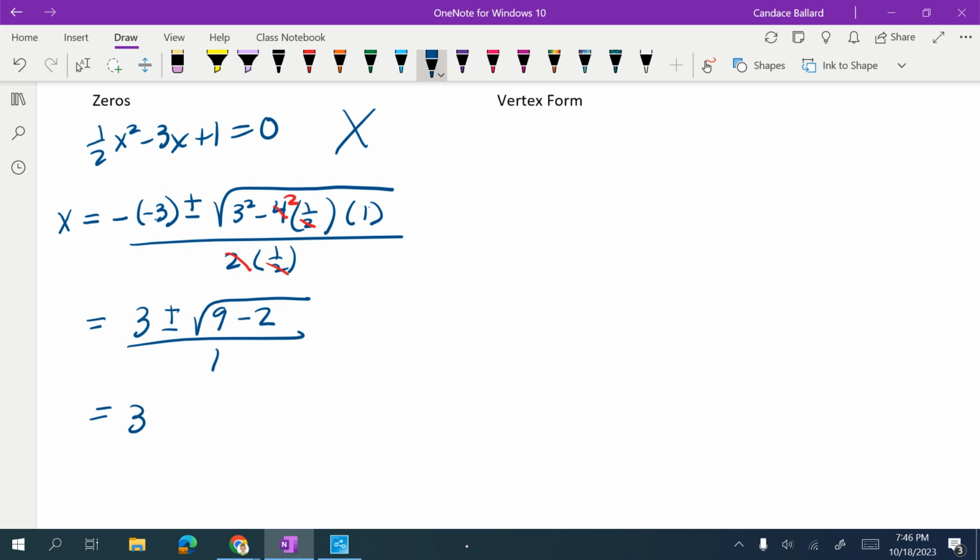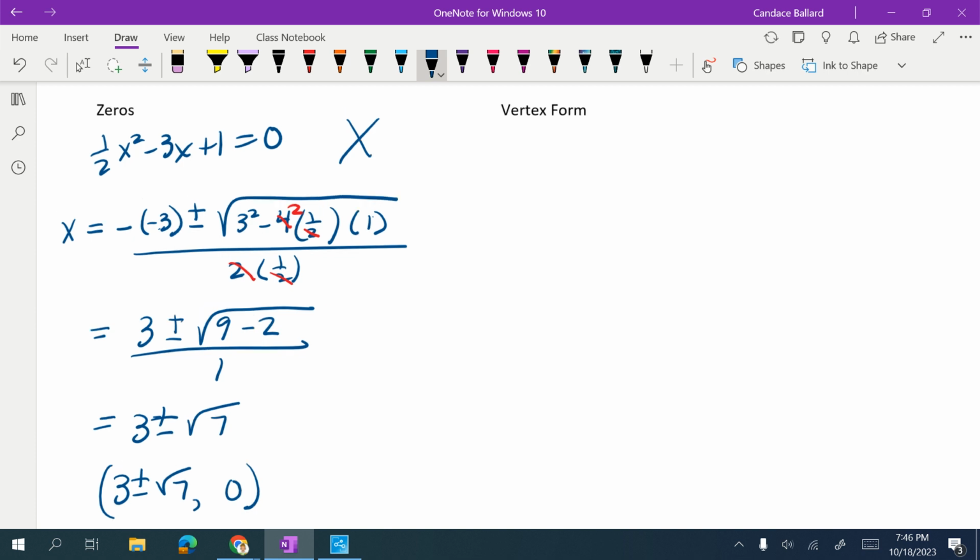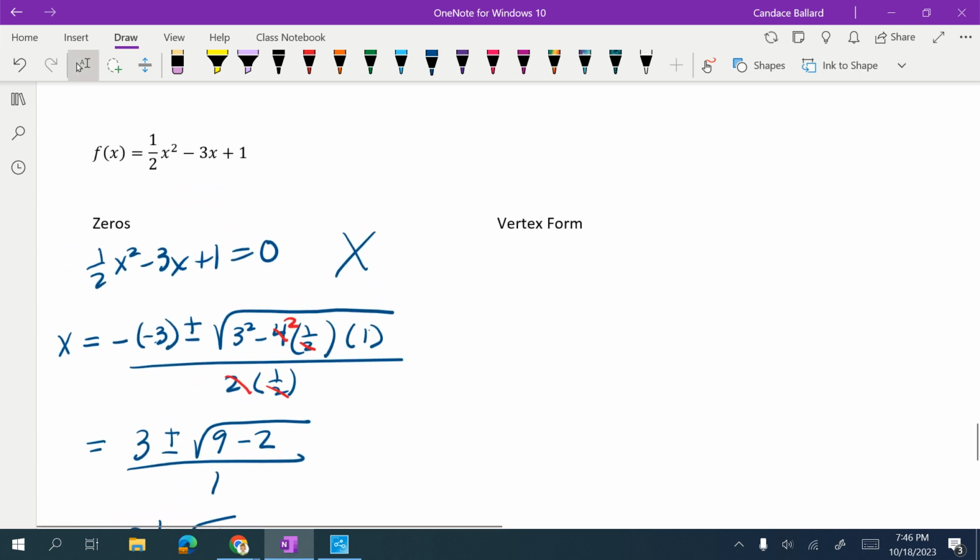So I get 3 plus or minus the square root of 7, because that's 9 minus 2, and then nothing on the denominator. Technically, my zeros, I would write that as my x value, and this is 0. Technically, that's 2 different values, and I could put it in my calculator and get some decimal points if I really wanted to. I'm going to do the vertex form now.